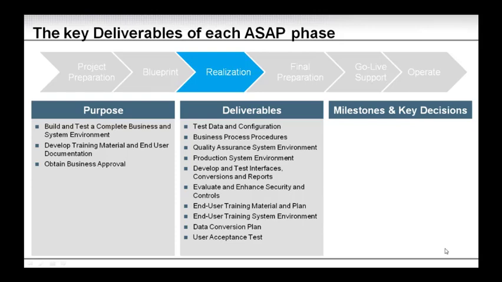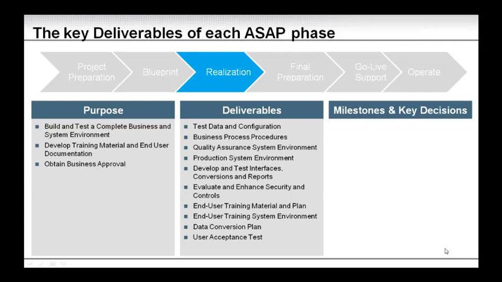This is important, otherwise we can't do any testing. Business process procedures, this is where we document the business process and how the end users are going to use the business process. We need to have a quality assurance system environment. This is where we are going to be ready for our testing. We need to have a production system environment. This is the final production environment. We need to develop and test interfaces, conversion, and reports. This is the customization of RICEF.